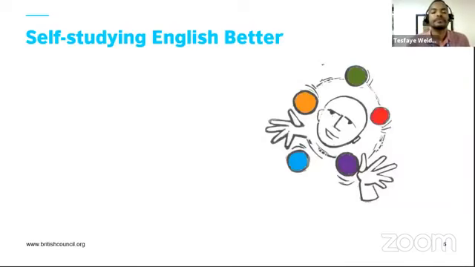Self-studying. Why self-study? Like I said, as usual, we will make this session as participatory as possible. And I'd like you to comment on the chat below why you think it's important to self-study to improve your English.